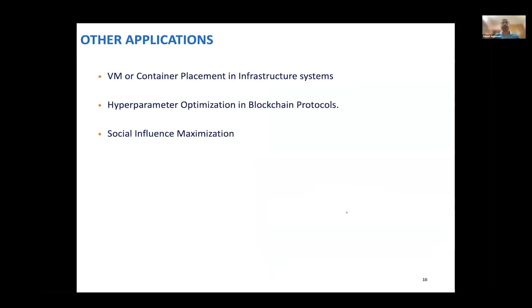We have also worked on many other types of applications of reinforcement learning. Some of them are virtual machine or container placement in infrastructure systems. And this is something that we are also trying to implement in Facebook or Meta systems. Then we have hyperparameter optimization in blockchain protocols, social influence maximization. So these are some of the key applications that we are working on for reinforcement learning, and there are many other applications for this type of setup.